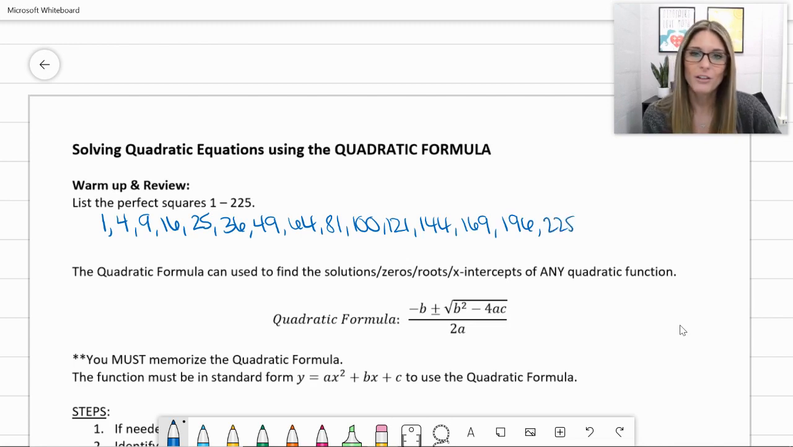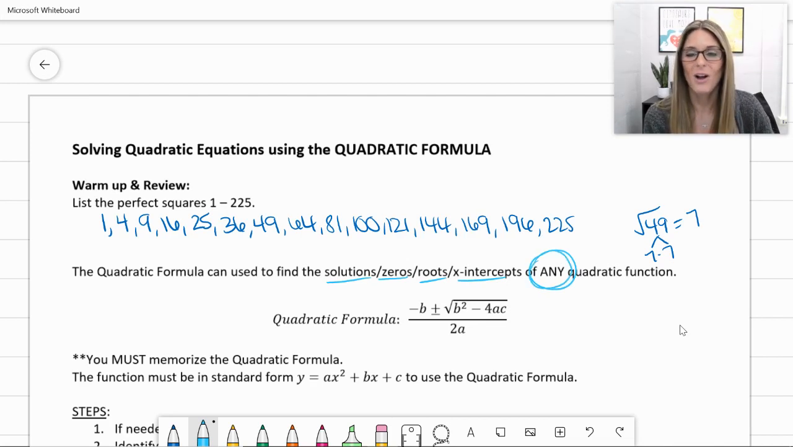So there's a list of all of your perfect squares, meaning if I take the square root of 49, it's a perfect square of 7 because 7 times 7 was 49. So, little reference sheet there. The quadratic formula does include a square root, so this can help on some of those perfect squares that we're familiar with. Now, the quadratic formula can be used to find those solutions, zeros, roots, x-intercepts, all of those things that we've been working with lately with these quadratics, of any quadratic function.